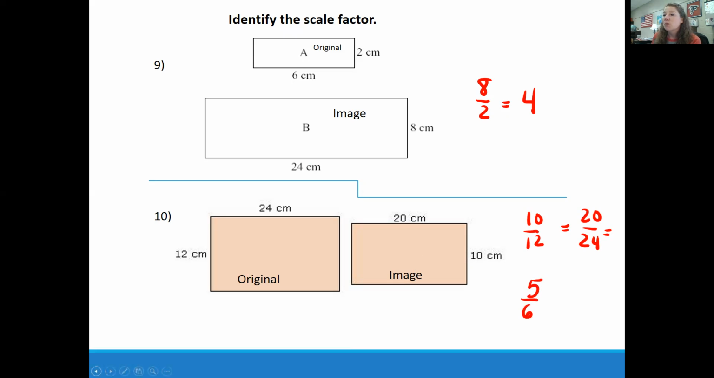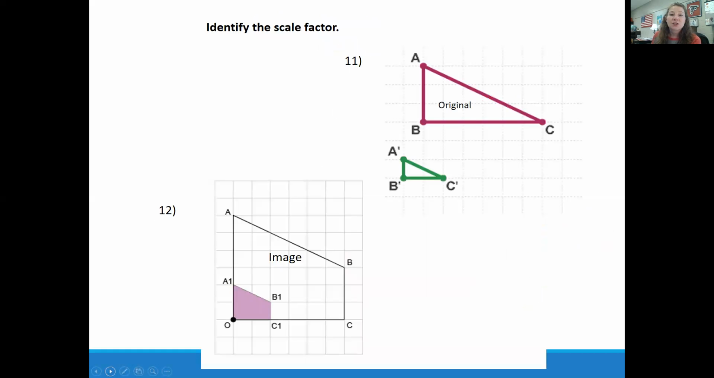Or what would that be? 0.56, I don't know. It's a non-terminating decimal. All right, let's look at number 11.